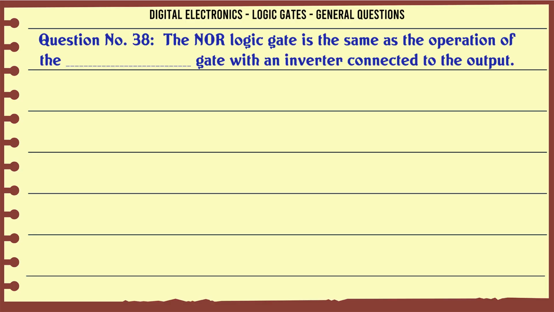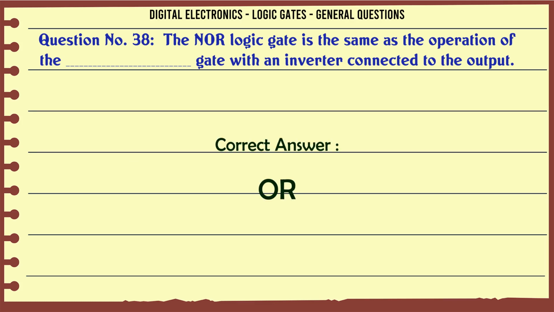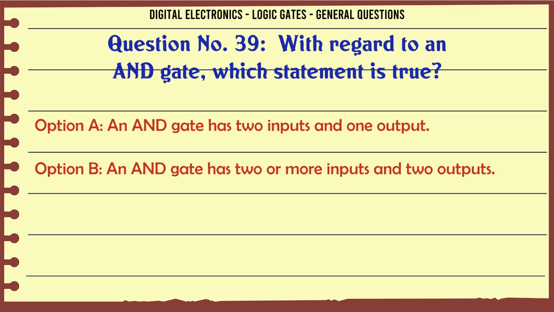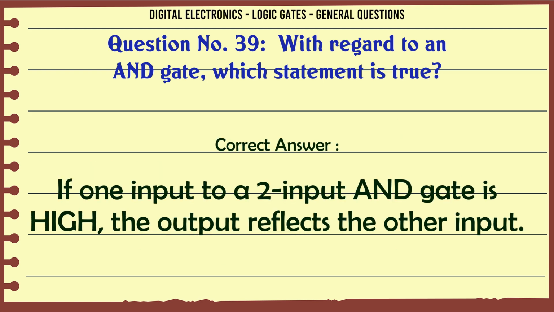The NOR logic gate is the same as the operation of the ___ gate with an inverter connected to the output. A. OR, B. AND, C. NAND, D. None of the above. The correct answer is OR. With regard to an AND gate, which statement is true? A. An AND gate has 2 inputs and 1 output. B. An AND gate has 2 or more inputs and 2 outputs. C. If one input to a 2-input AND gate is high, the output reflects the other input. D. A 2-input AND gate has 8 input possibilities. The correct answer is if one input to a 2-input AND gate is high, the output reflects the other input.